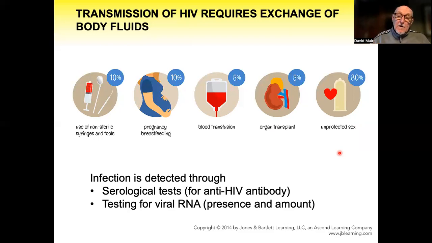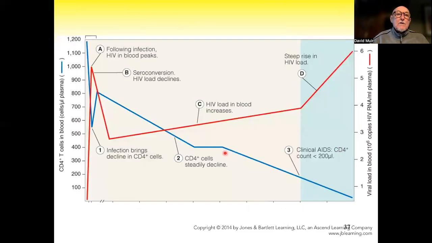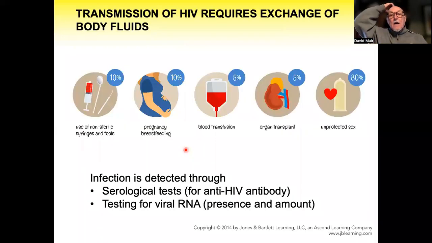Now we test for, in the old days, all that you could do was test for the presence of antibody to the virus. And that was the meaning of saying somebody was HIV positive, that they had evidence that they were producing antibody to the virus. But nowadays, much more important, we test for the presence of viral RNA. We can test not only for its presence, we can test for the amount that is in circulation to get an idea of how much virus there is actually present.